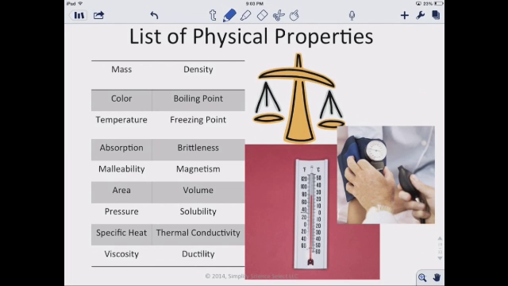Now, a list of physical properties that we have, those would be mass, color, temperature, absorption, malleability, area, pressure, specific heat, viscosity, density, boiling point, freezing point, brittleness, magnetism, and the rest of those. And basically what these are, remember, when you're looking at them or when you're measuring them, you don't change what that substance is. To measure the mass, you don't have to change what that substance is. You just put it on a scale or a digital balance, and you can figure out what the mass is. And basically you can test all of these without actually changing the substance.